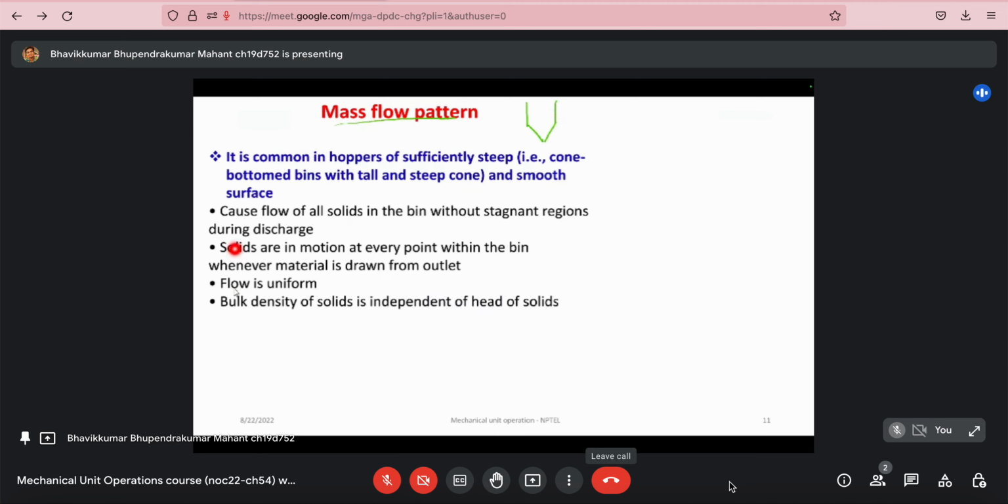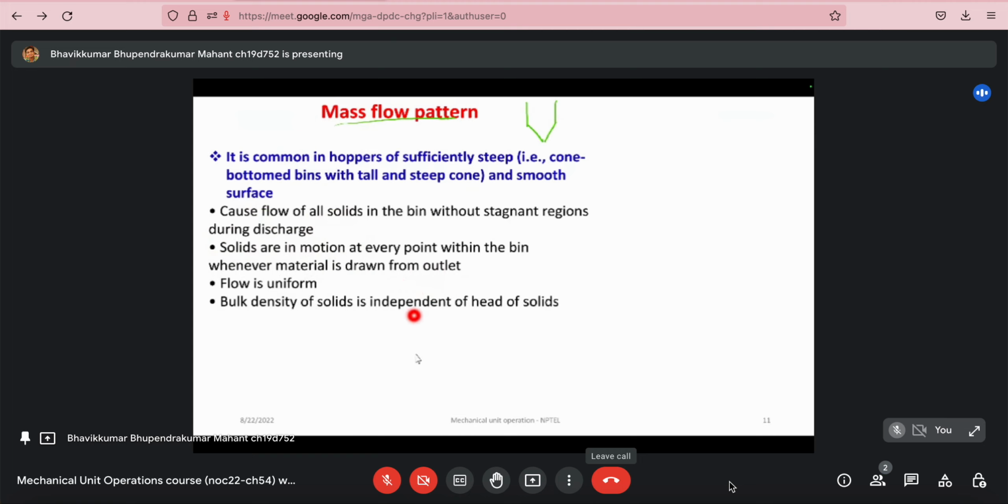And what are the characteristics? The mass flow can cause flow of solid in the bin without stagnant regions during the discharge. It is a very advantageous property that solid can flow without any stagnant regions generated in the storage. Solids are in motion at every point within the bin whenever material is drawn from the outlet, whether it is at the bottom or at the side. The flow is always uniform.